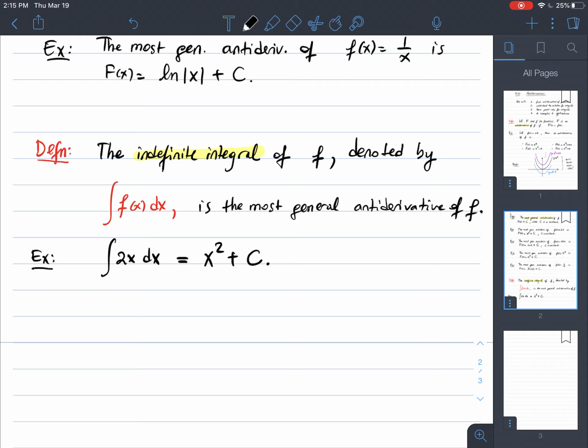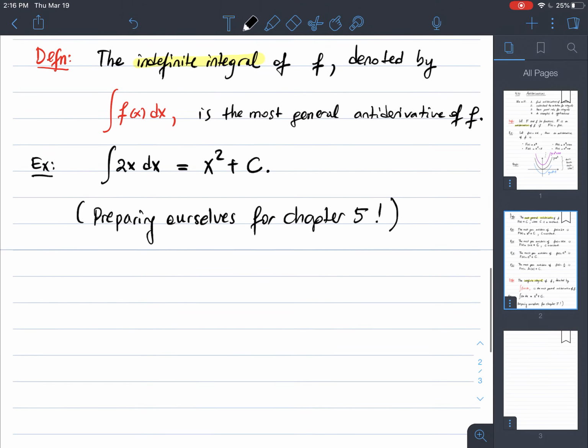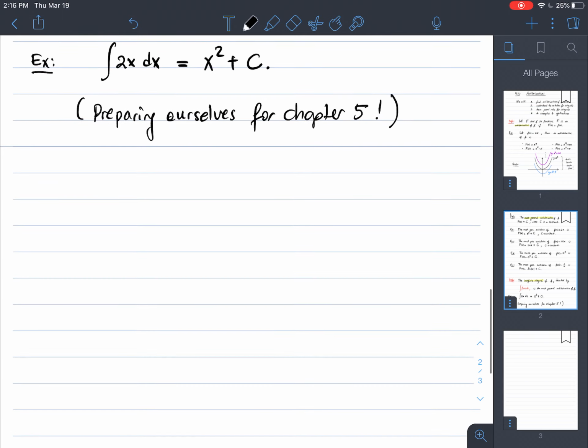Now, of course, later on, we will define the definite integral in chapter 5, and then also define the indefinite integral in this way using the same notation. And then we will relate the derivative and integral using the fundamental theorem of calculus. So this is basically preparation for chapter 5. All right, so let's do some more examples of the indefinite integral.